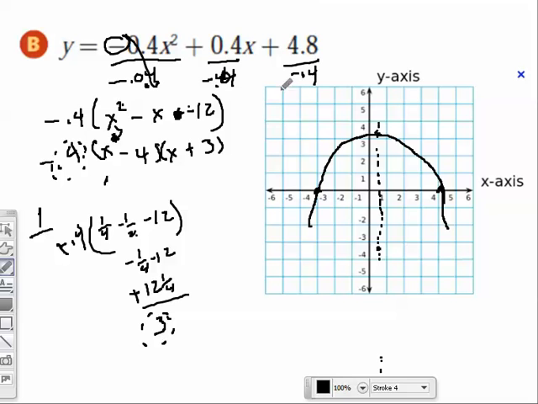So let's go back here and look at this one. 4.8. It should have crossed right up here somewhere. Should have crossed the x-axis somewhere up there. I must not have divided right. It must be a little bit higher up here for my vertex. Don't know. I'd have to go back and do my division on my calculator. I really didn't want to do that, but I guess I'm going to have to.